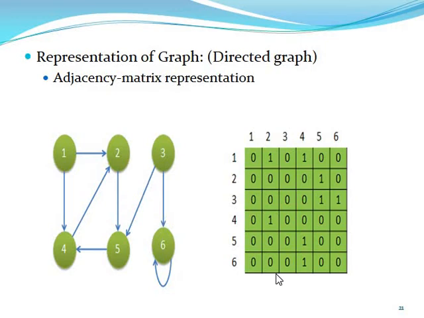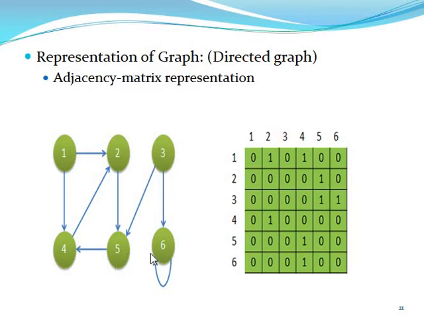So now, in the directed graph, you have seen the matrix representation: 1 2 3 4 5 6 and 1 2 3 4 5 6. If the connection is occupied, you put 1, otherwise we put 0. 1 is connected to 4 and 2, so you put 1 here, at 2 and 4. Then 2 is connected to 5, so you put 1 there.